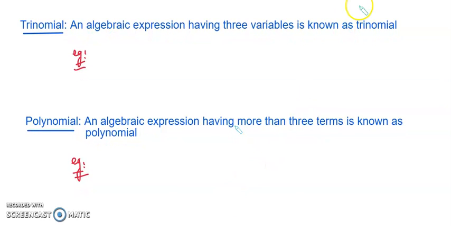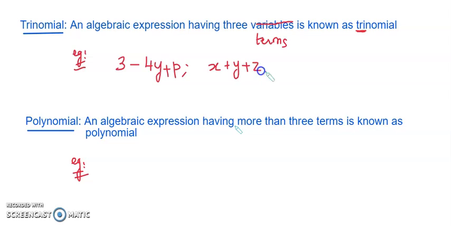What is the meaning of trinomial? Trinomial, tri means three terms. Okay, sorry, three terms, not variables, three terms. So that means I can have 3 minus 4y plus p. I can also have x plus y plus z, or we can have 3a plus 5b minus 7c. So these all have three terms. So an expression having three terms is called a trinomial.